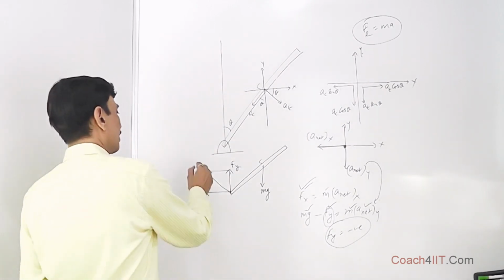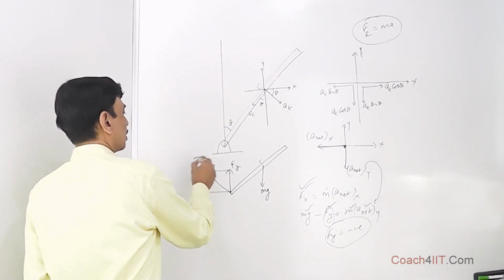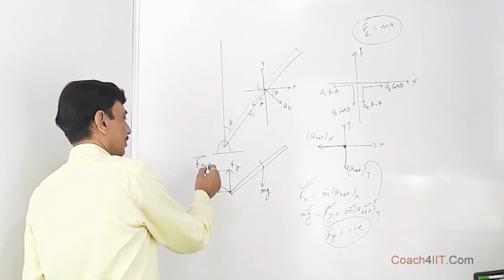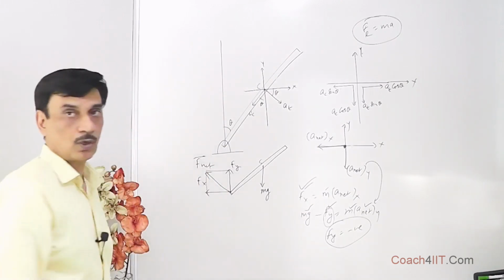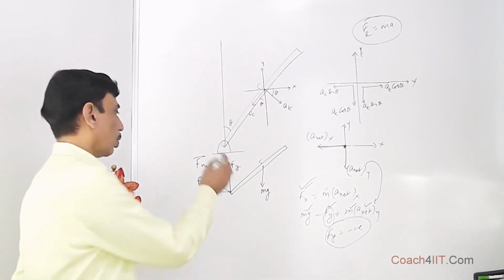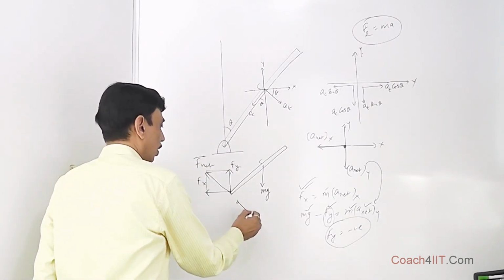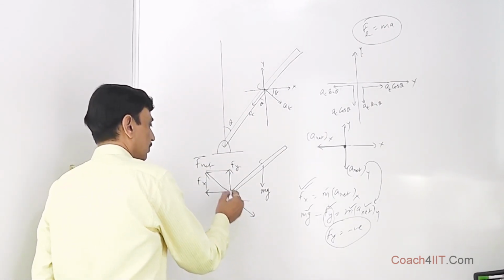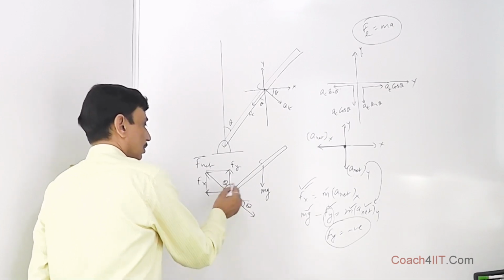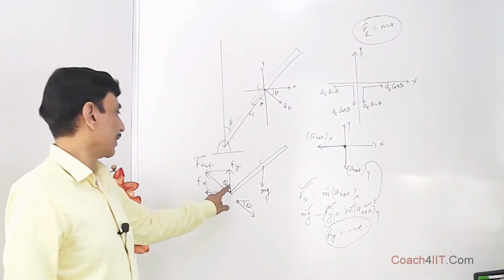Once this resultant force, that is F net, is known, then certainly this is the force which is being applied by the pin onto this rod, and this rod will apply a reactionary force in the opposite direction at the same angle. From our basics of vectors, you can find the angle theta also.